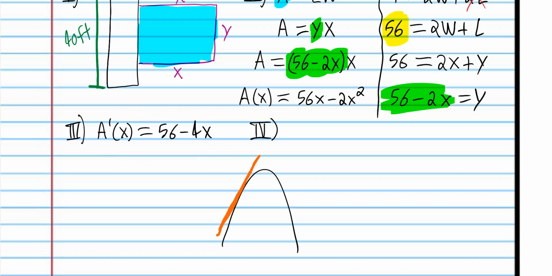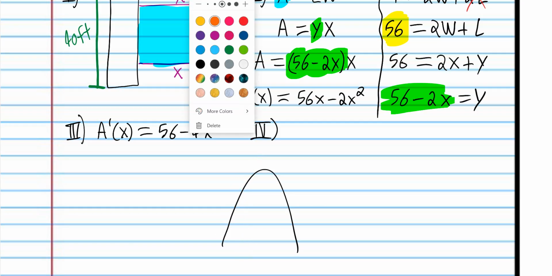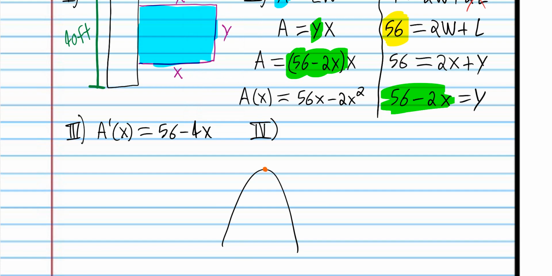So if you want to find the slope of the tangent line when x is equal to whatever this x value would be, you just plug it in, and then you get the slope of your tangent line. But the slope of the tangent line at that point is going to be 0. That's where you find the maximum value. So we want to set the derivative equal to 0.